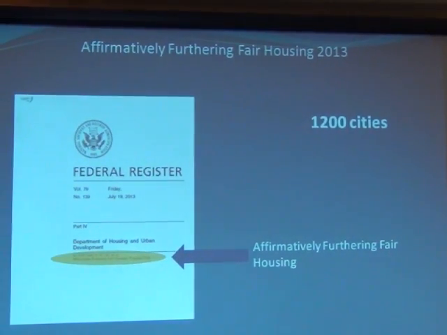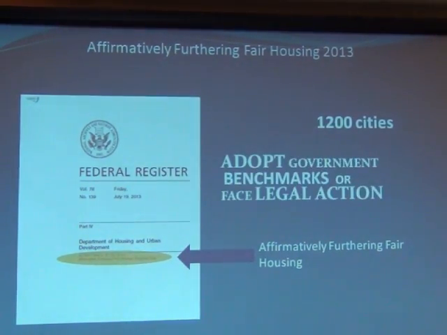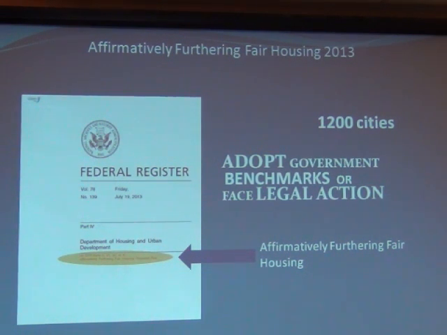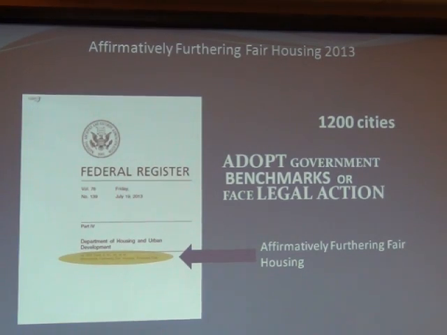And in this, 1,200 cities across the country must adopt government benchmarks or face legal action. In other words, the government will establish what low-income housing is, what it looks like, where it has to be, and whether or not you comply with what the government wants. Central planning come in here anywhere, guys? Yeah. And now it's got the power of the law directly behind it. These federal regulations, they're not law, but they have the power of law. These are going into effect in 1,200 cities across the United States right now.